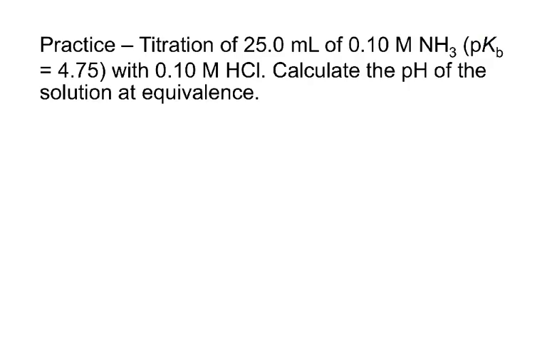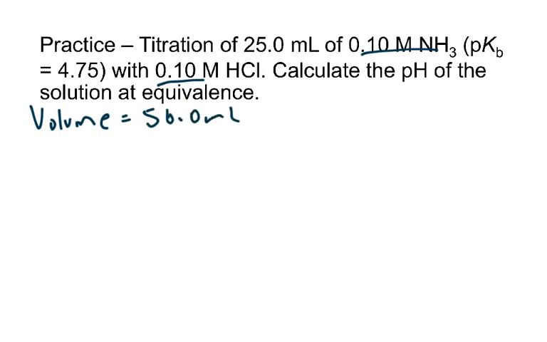Let's practice the titration of 25 milliliters of 0.10 molar ammonia, the pKb is 4.75, with 0.1 molar hydrochloric acid. Calculate the pH of the solution at equivalence. So at the equivalence point, we have neutralized all of our ammonia. So we have equal concentrations. They're both 0.1 molar. So we know our final volume is going to be 50 milliliters.